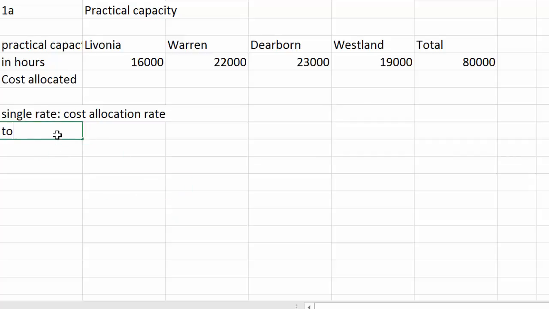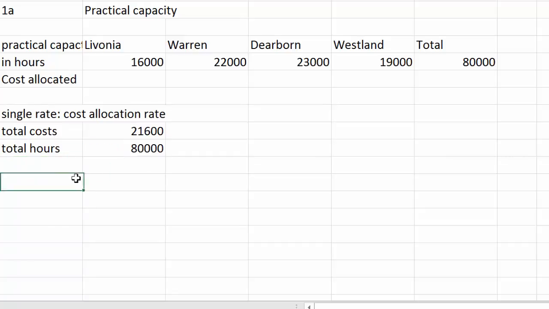The total cost we're looking at is 4,000 and 17,600, so we're looking at 21,600. Then the total hours, we're looking at 80,000. Keep in mind we're doing the single rate method, and we are going to find the rate based on the practical capacity in hours. So this rate is going to be, you divide 21,600 by 80,000. The result is 27 cents.